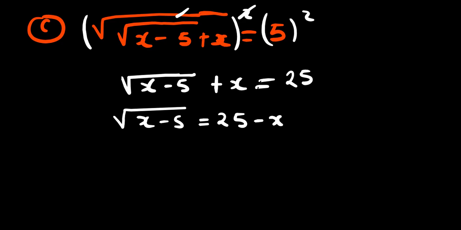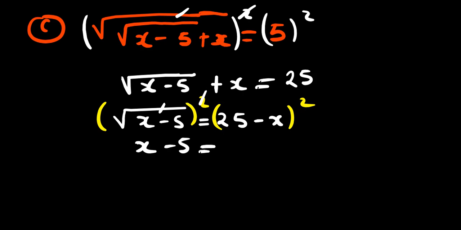Okay, now at this juncture I'm again going to square on both sides, because I want to cancel the root. So the square and the root will cancel, so I have x minus 5 is equal to, how did we solve the other one? So you're going to say 25 squared, that is just 625. Then you're going to multiply 2 multiplied by 25, that is 50.